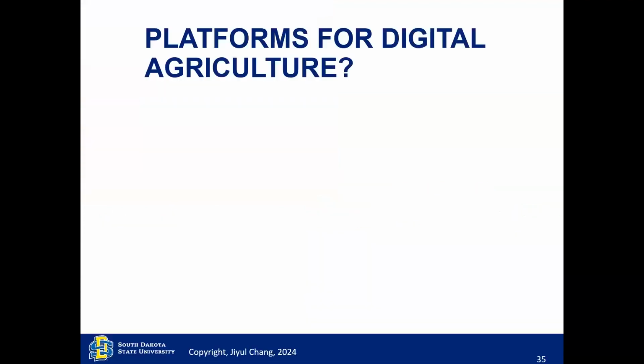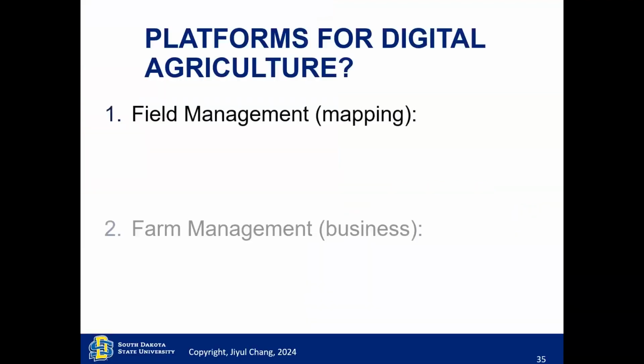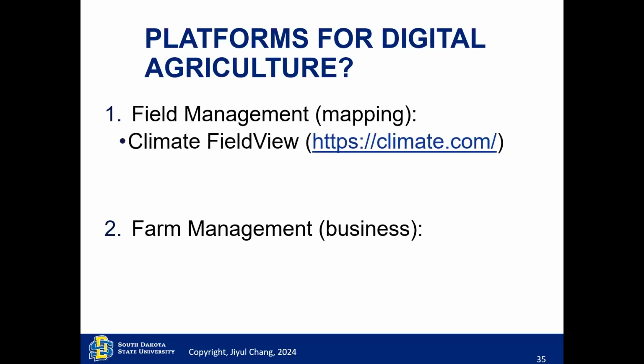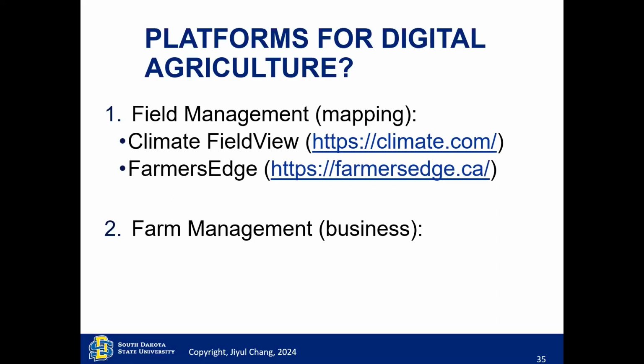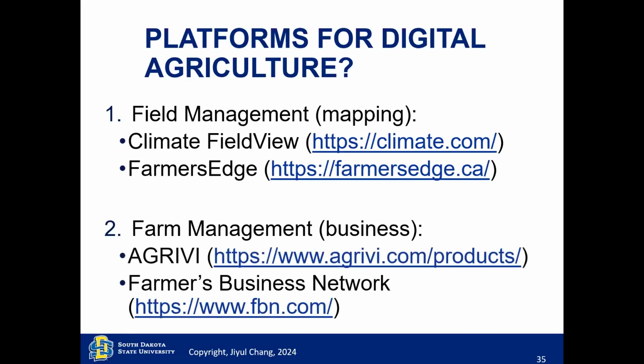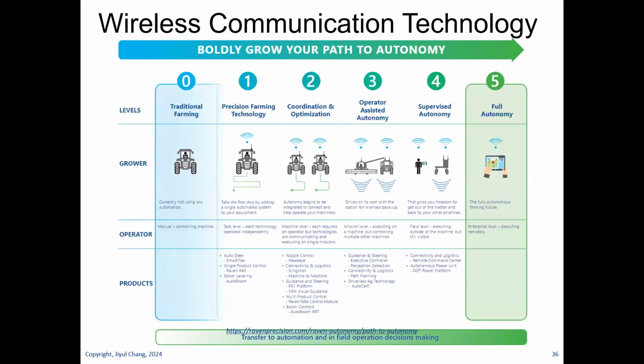So it's very cool. And for the digital platform, there are two different types: a mapping platform and a business platform. The mapping platform, Climate FieldView, is the most common one, and the business one is Farmers Business Network. But right now, all these are combined together, so we need only one. And the last one is wireless communication technology. That is the process from traditional farming to fully autonomous. Without a wireless communication system, autonomy cannot be completed.